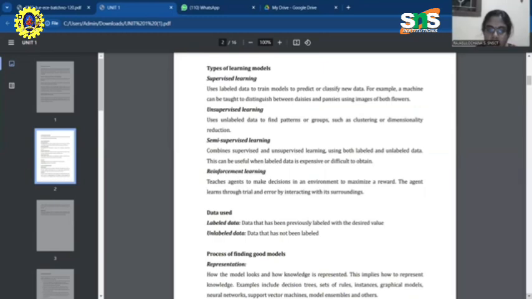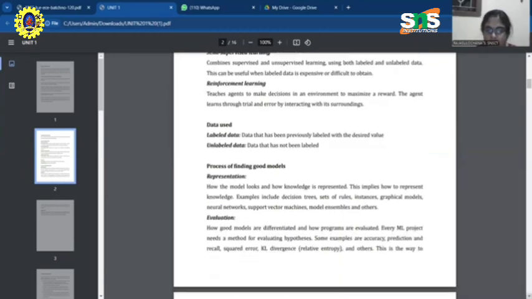The data used for machine learning is only of two types: labeled data and unlabeled data. Data that is labeled with the previously desired value has a label. If no such label exists, it is called unlabeled. For example, class equal to dog, class equal to cat. These are considered labels.